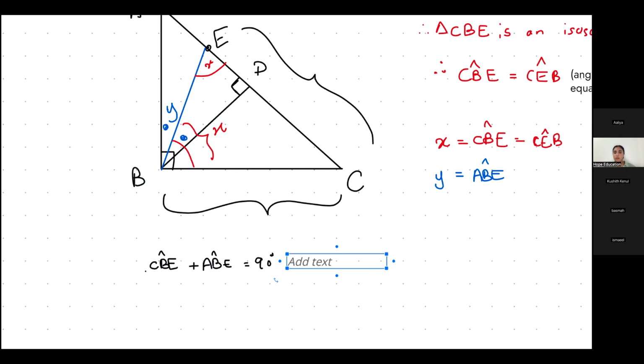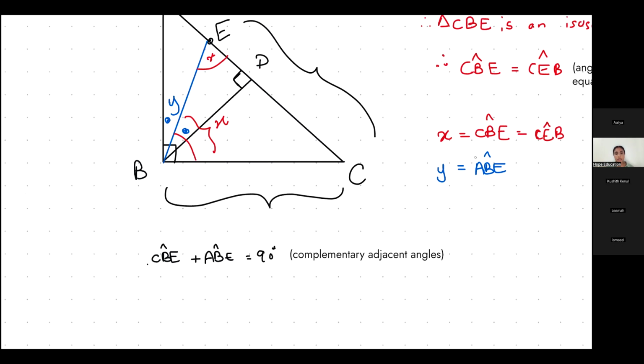Complementary adjacent angles, do you all remember? When two angles are in contact with each other, and when you add them they become 90 degrees, we call them complementary adjacent angles. When two angles are in contact with each other and add up to 180, we call them supplementary adjacent angles. I think that was in grade 9, if I remember right. So here these two add up to 90. CBE is, we know, x. ABE is y. So from this, we can understand that x plus y equals 90 degrees.